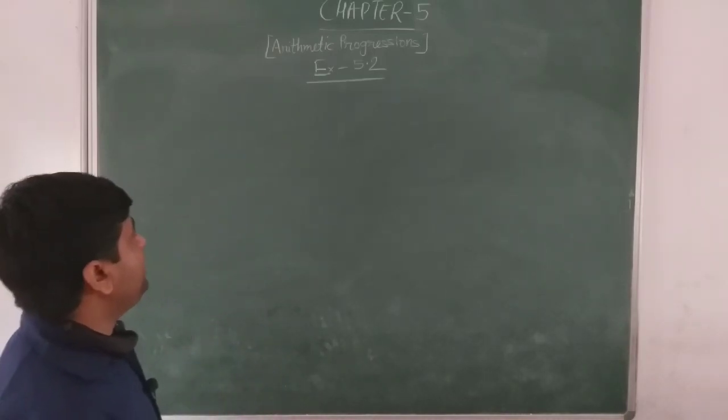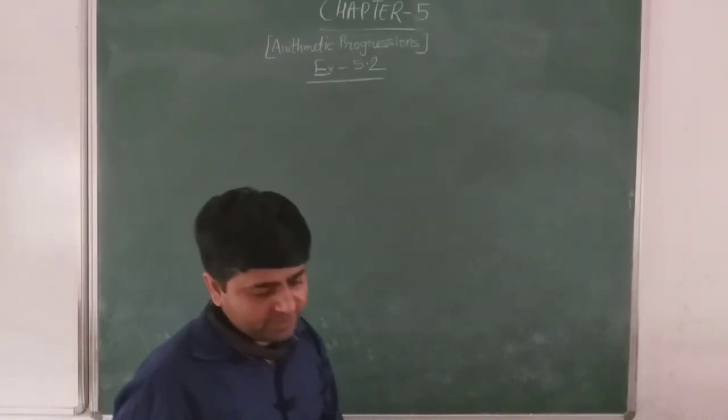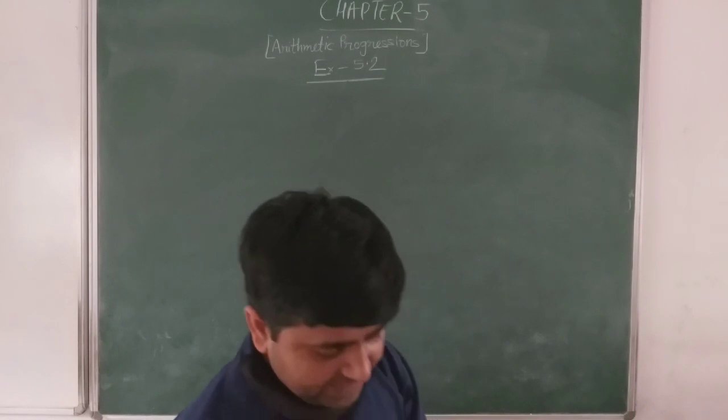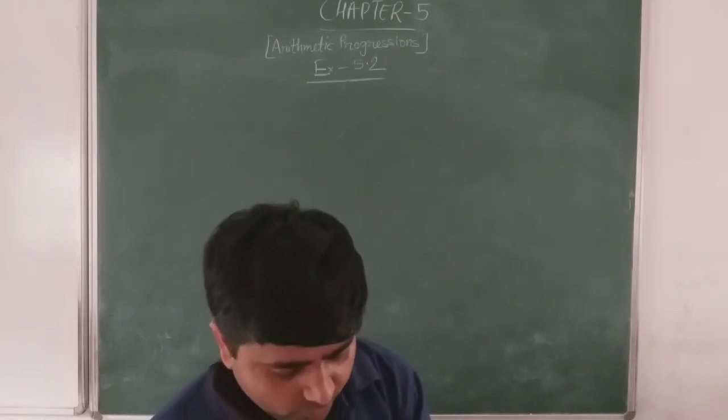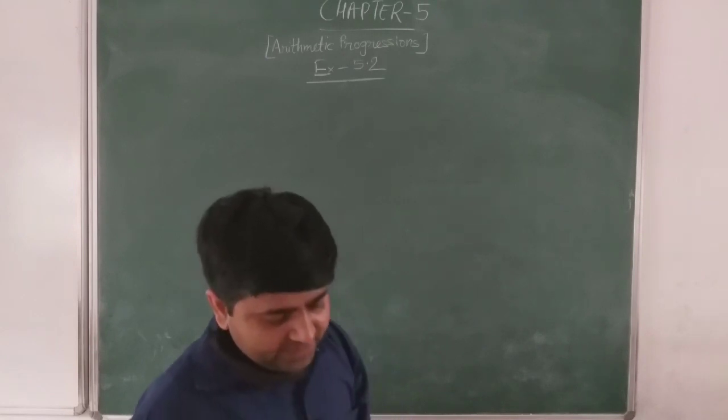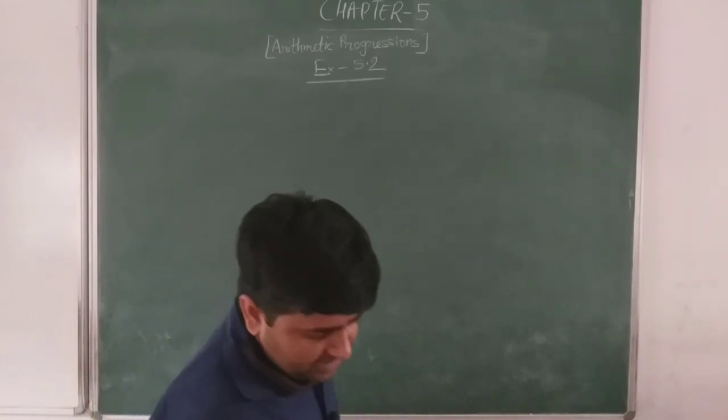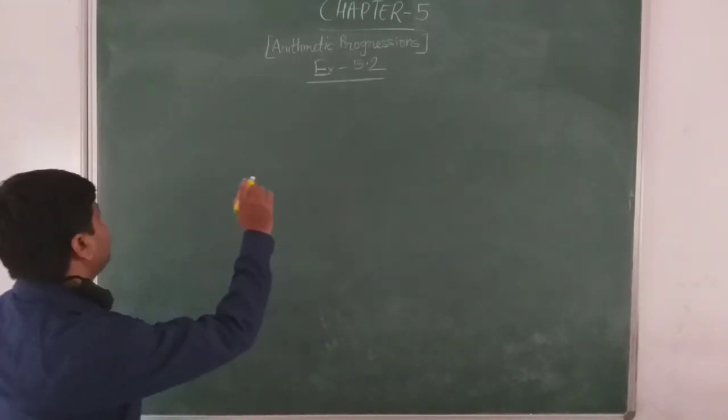Starting exercise 5.2, chapter 5, that is arithmetic progressions. Now starting the first question: fill in the blanks of the following table, given that A is the first term, D the common difference, and AN the nth term of the AP. So 5 parts are there. I am solving the first part.